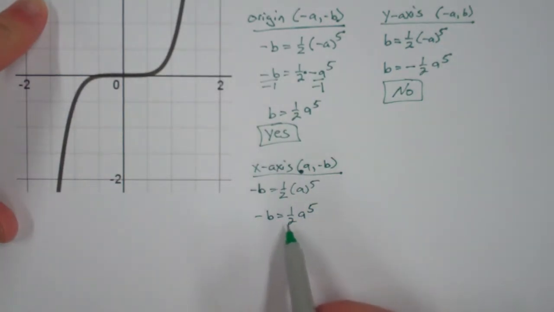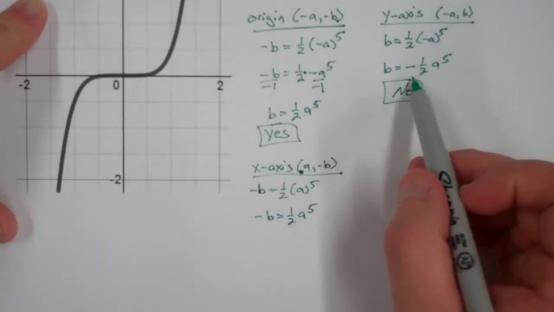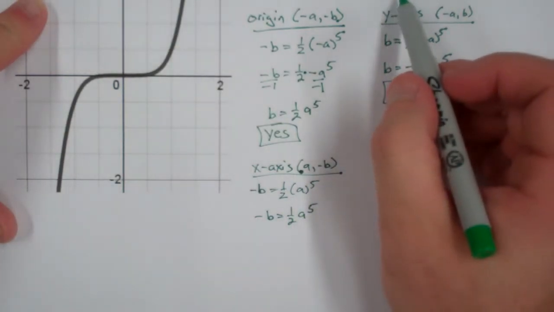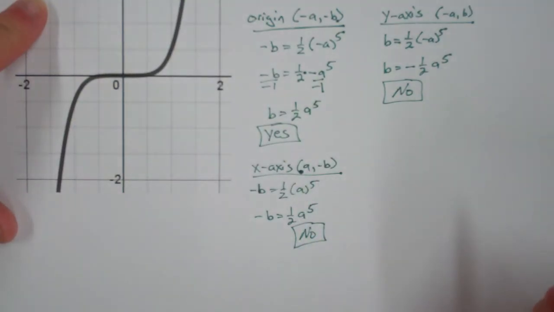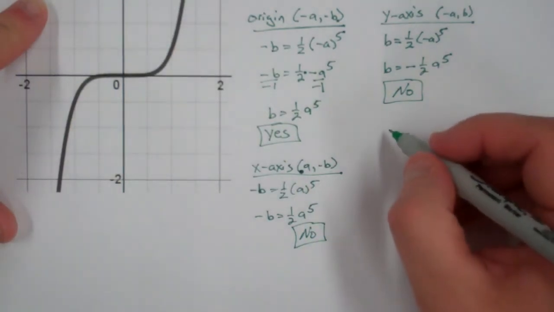Notice if we divide by -1, we're going to have the same setup right here. And there's no way for us to adjust this equation to make it look like the reference. So our response here would be no, it's not symmetric about the x-axis. One last one to do.